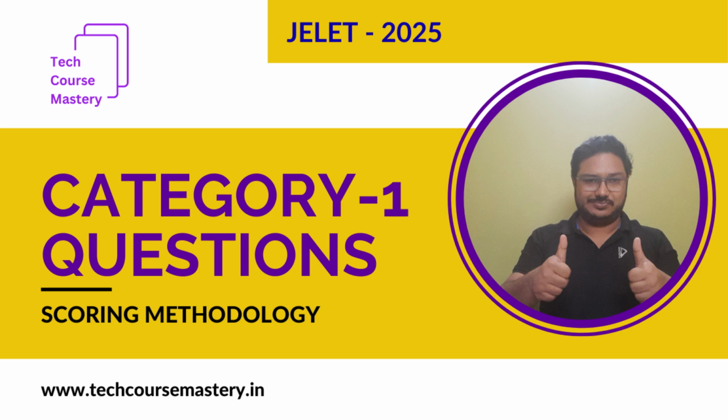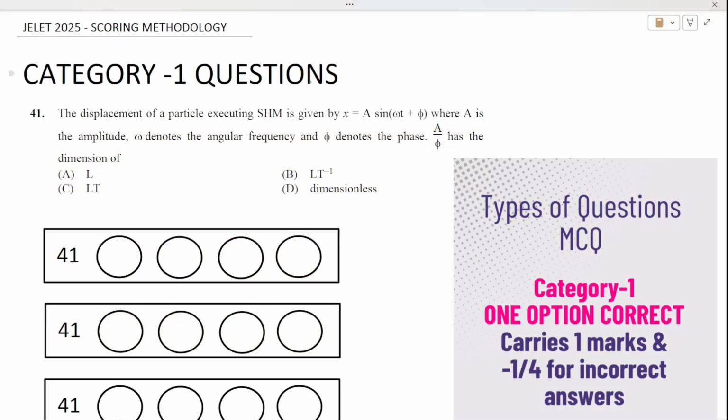So let us understand the scoring methodology of category 1 questions by using an example. So in this question, the correct answer is option A. Now let us see the situations where we are going to get awarded the positive marks or the negative marks.